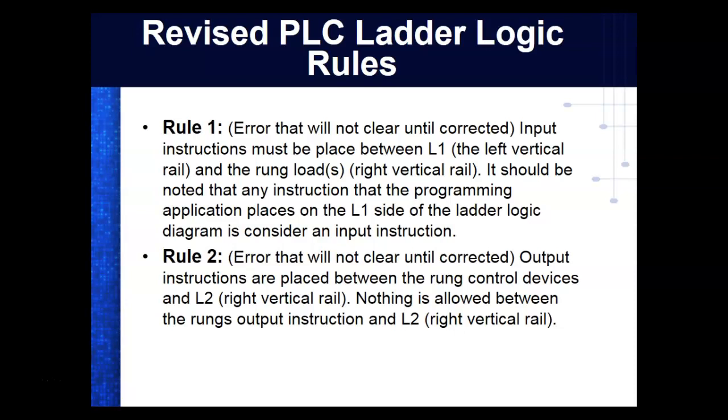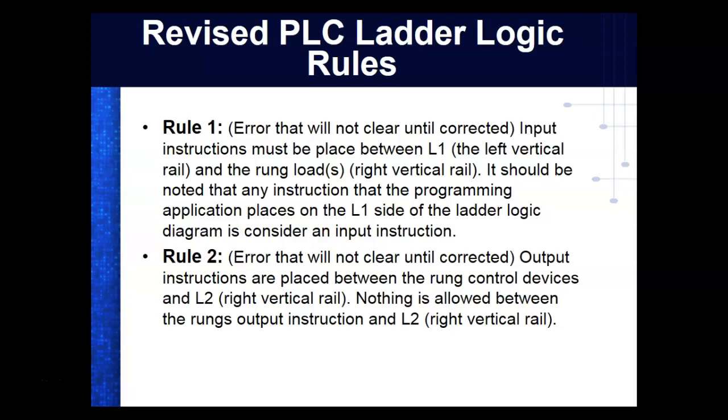Rule 1. We don't have to worry about this. This is going to give us an error that will not clear until corrected. Input instructions must be placed between L1, the left rail, and the rung loads on the right vertical rail. It should be noted that any instruction that the programming application places on the L1 side is considered an input instruction. So if I try to put a contact between my load and L2, it's going to give us an error.